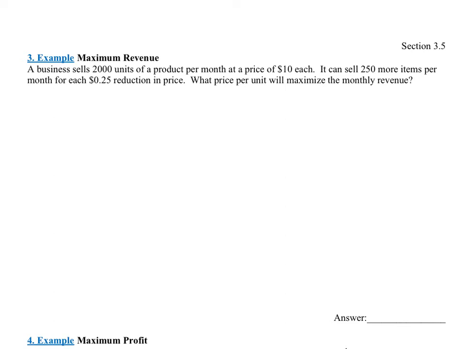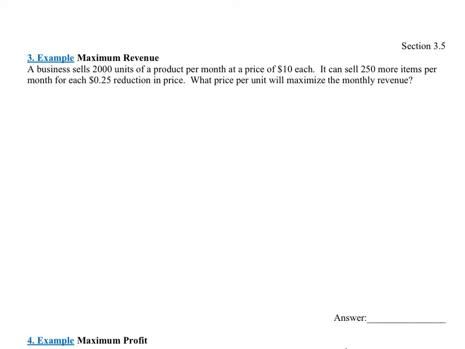All right, let's look at a maximizing revenue problem. It says a business sells 2,000 units of its product per month at a price of $10 each. It could sell 250 more items per month for each 25 cents reduction in price. What price per unit will maximize the monthly revenue?